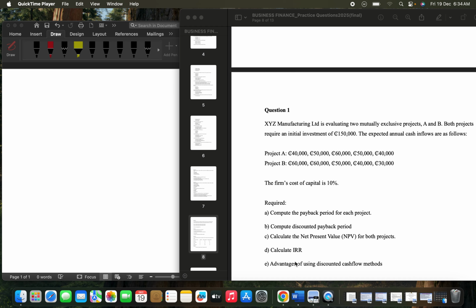So without much time waste, I'm diving into the practice questions for Business Finance 2025, which are likely to come in the exam. They are examinable questions. They are the practice questions.